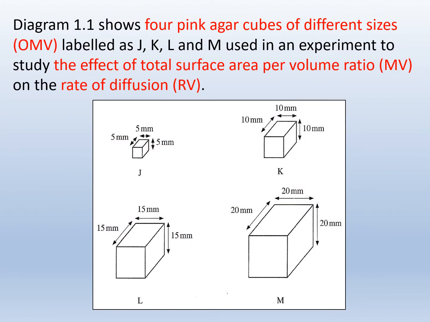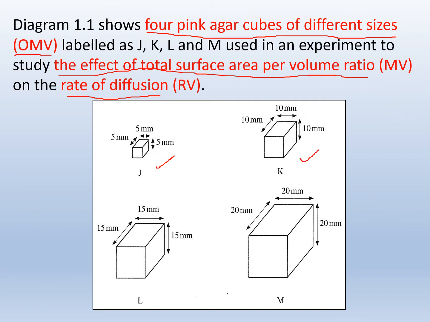Diagram 1.1 show 4 pink agar cube of different size. So this is OMV, or we can say operating manipulated variables, labeled as J, K, L, M, used in the experiments to study the effects of total surface area per volumes. This is manipulated variables on the rate of diffusion. This is RV. Okay, this is agar cube J. This is K, this is L, and this is M, the biggest agar cube, and J is the smallest agar cubes.